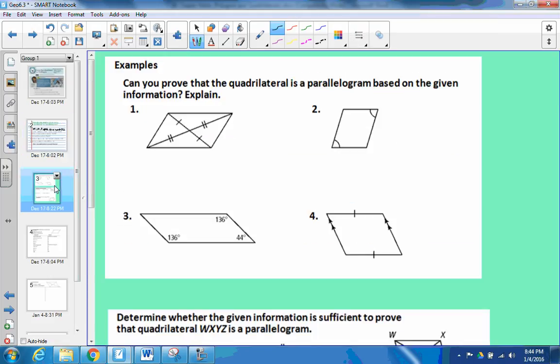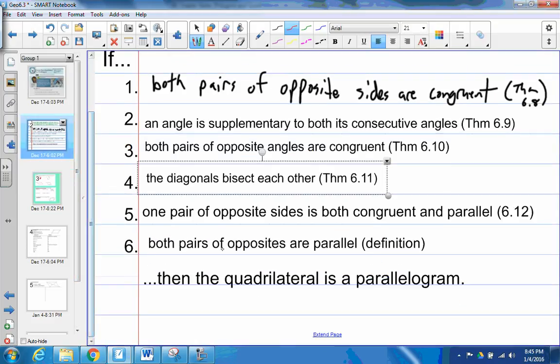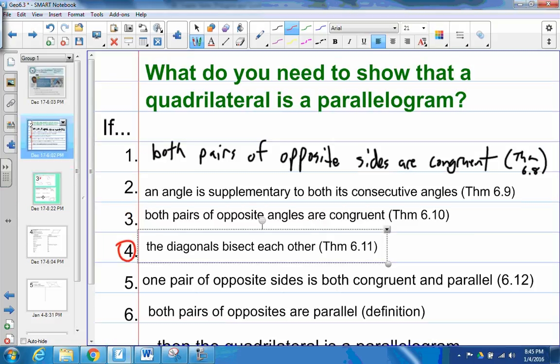So, can you prove the quadrilateral is a parallelogram based on the given information and explain? Well, if we look at each one, we're going to try and use one of the theorems or definitions. This one, because of the way that we have these labeled, this is congruent to this, and this is congruent to this, it looks like we have those two bisect each other. So in this case, we'll say yes. And my explanation would be, if the diagonals bisect each other, then it's a parallelogram. So Theorem 6.11.